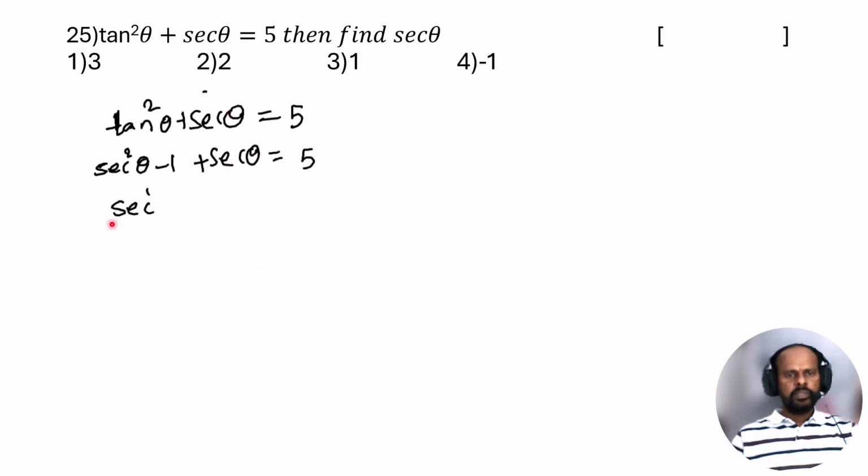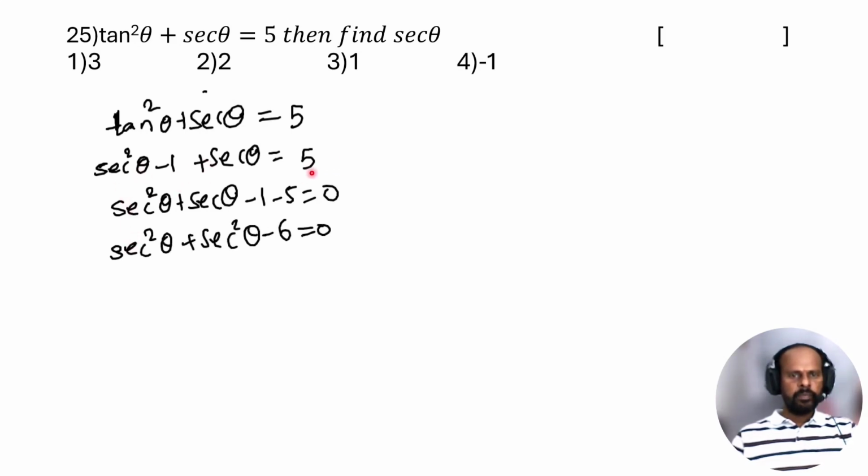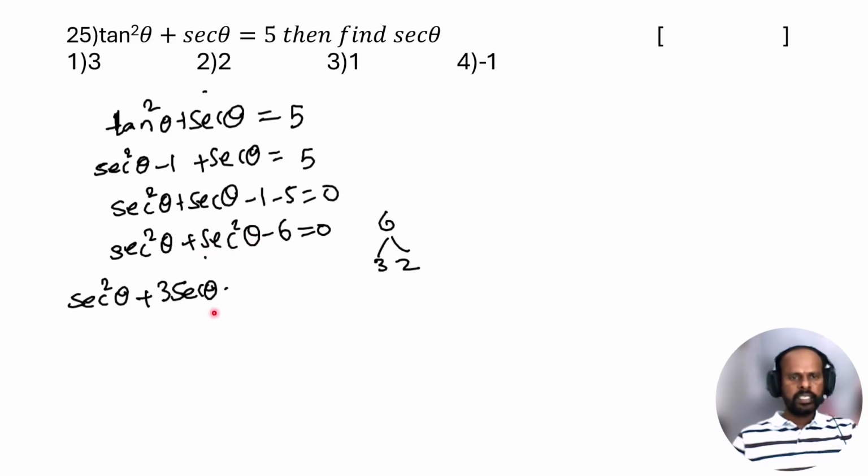So 1 sec plus 1 sec becomes 2 sec square theta, sec square theta as it is, and minus 5, let us take this side, minus 1 minus 5 it becomes minus 6. So for 6, the factors are 3 and 2, so 3 minus 2 we get 1, that is the middle term coefficient. Sec square can be written as 3 sec theta minus 2 sec theta minus 6 as it is equal to 0.